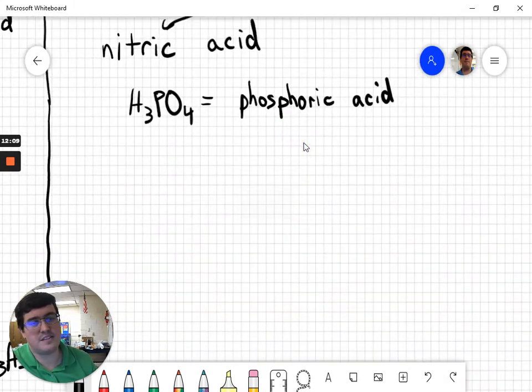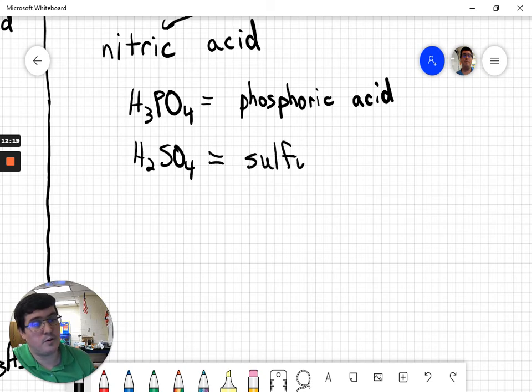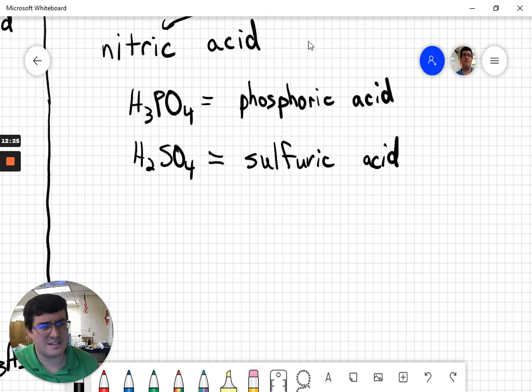And by the way, we'll do the same thing with sulfate. If you look on the list, SO4 is sulfate. And so that one is called sulfuric acid. Instead of sulfic, it's sulfuric. I know it's weird.